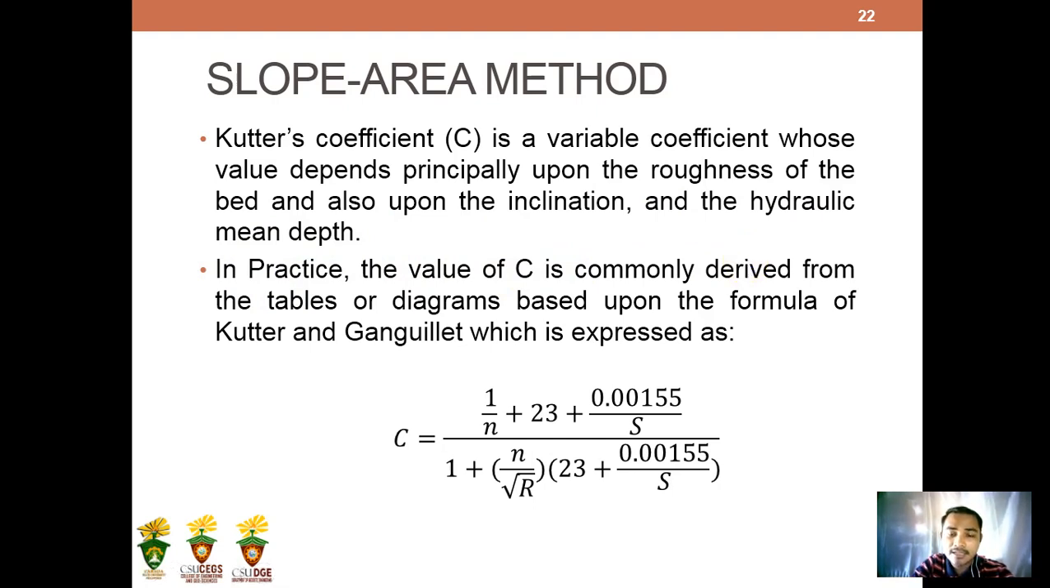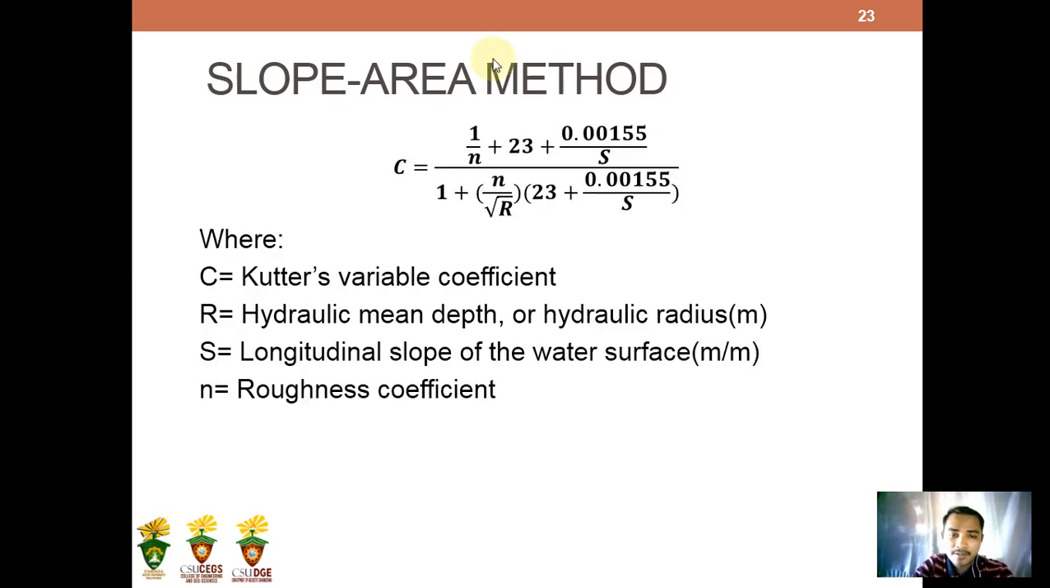So in practice, the value of C is commonly derived from tables or diagrams based upon the formula of Ganguillet and Kutter, which is expressed as C equals 1 over n plus 23 plus 0.00155 over S, all over 1 plus the quantity of n over square root of R times 23 plus 0.00155 over S, where C is Kutter's variable coefficient, R is the hydraulic mean depth or hydraulic radius, S is the longitudinal slope of the water surface, and n is the roughness coefficient. So this is the crucial one.